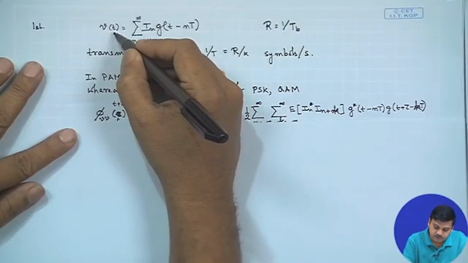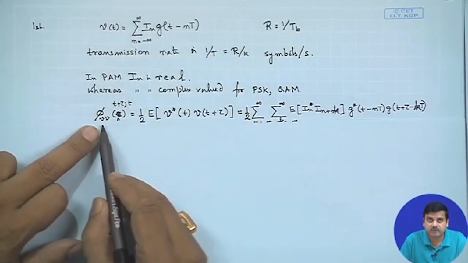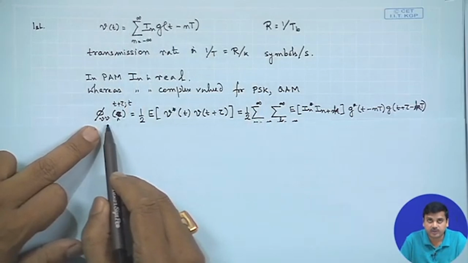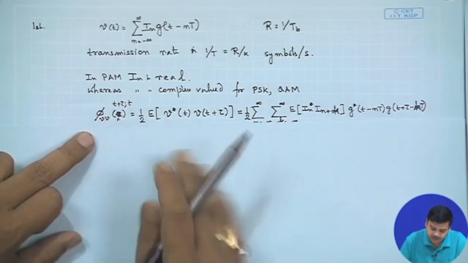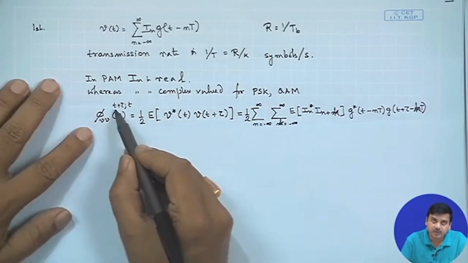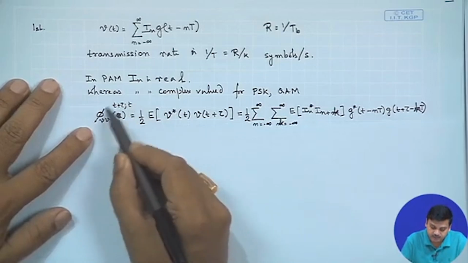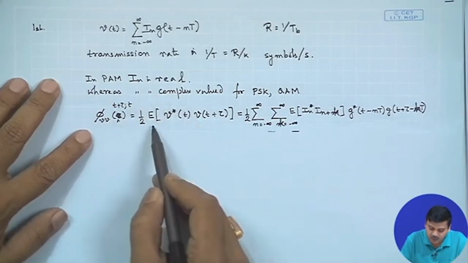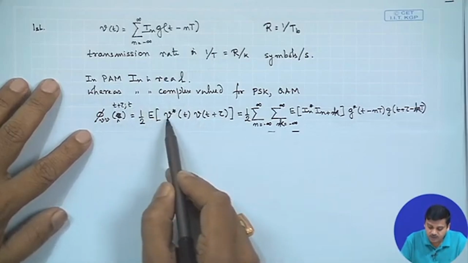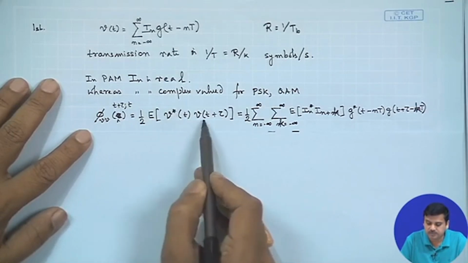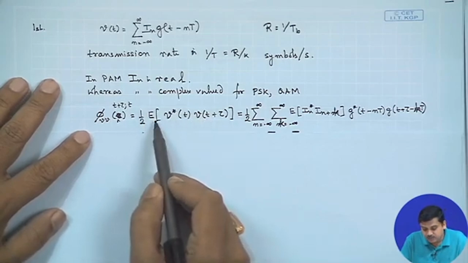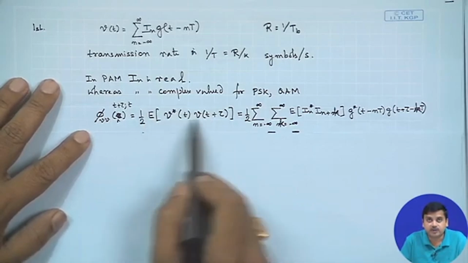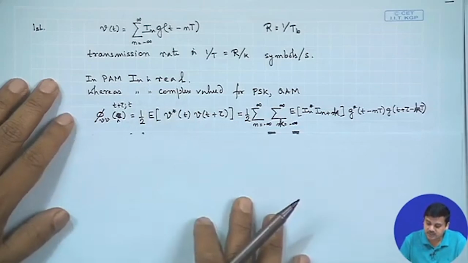If we have to take the autocorrelation of V, we will directly write phi VV. We have already defined this, so we are not going to redefine these expressions. You should be now familiar with the way we are writing these expressions. So, we have phi VV of t plus tau and t, which is half expectation of V conjugate of t times V of t plus tau. This is from the standard definition. When we have an expectation operation, we do need the PDF, the joint PDF, in order to compute this. So, let us see how we proceed with that.